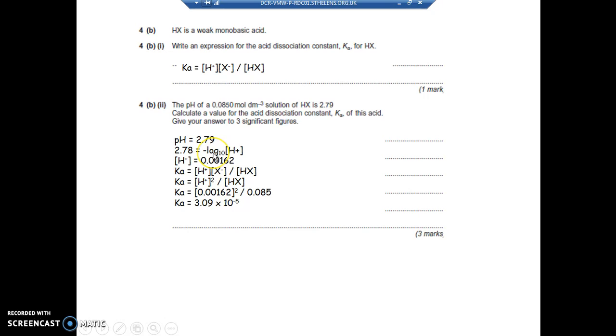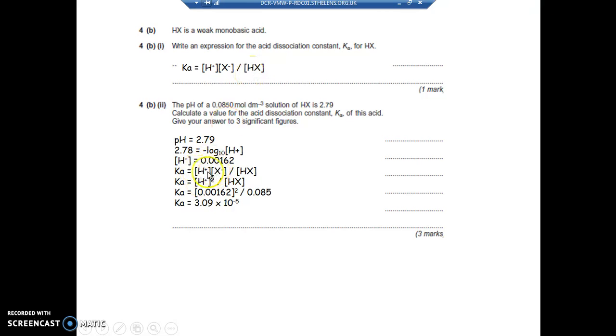To get rid of minus log to the base 10 using your calculator, you need to get rid of that minus. So you make this side minus, and then you change the sign. You swap the signs on each side. So minus 2.78 equals log 10 of H plus concentration. If you inverse log or second function log on your calculator minus 2.78, you find that H plus concentration equals 0.00162.